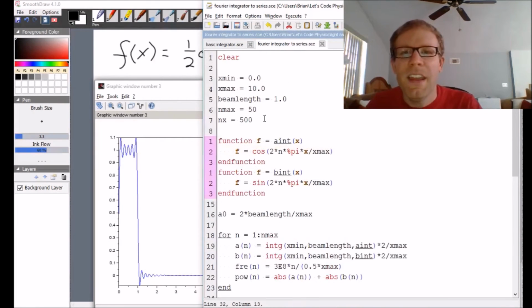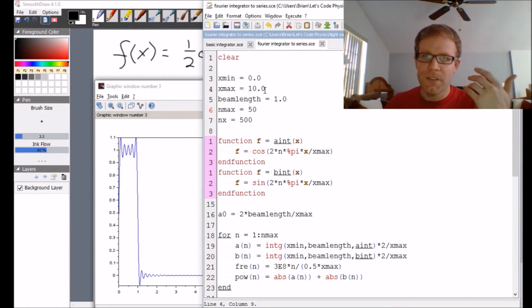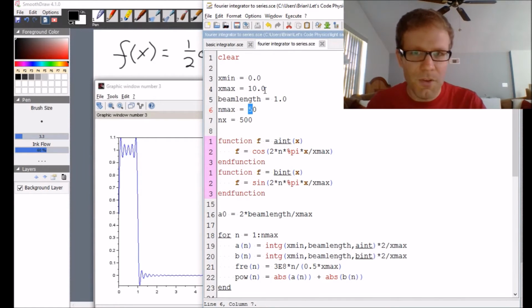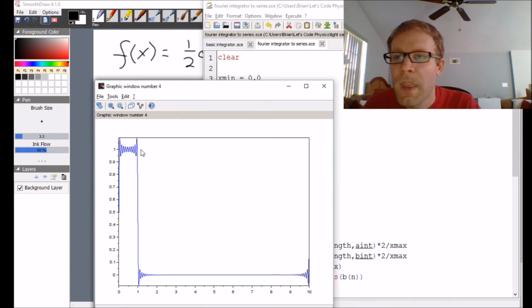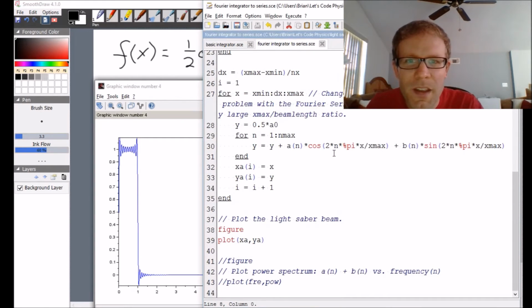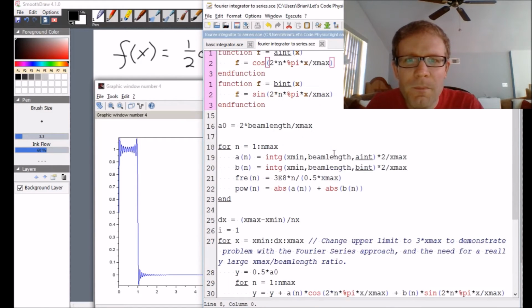The way to address that is to use more terms. Let's see how this improves when we change this to 100. And then let's change this to 1,000, just so that we continue to make our graph smooth. You notice it gets a lot flatter. It's a lot better looking. It's not quite there yet, but it's definitely better than it was before.